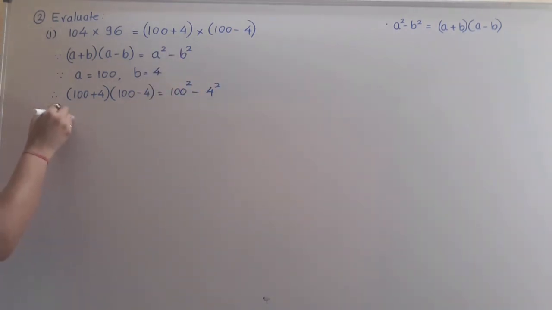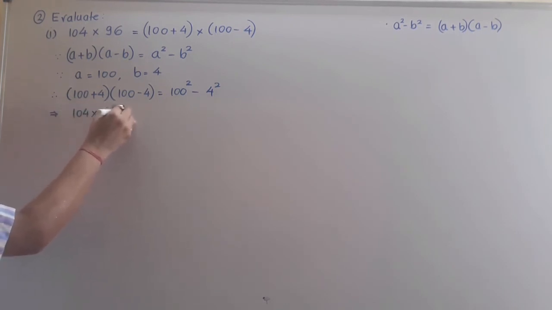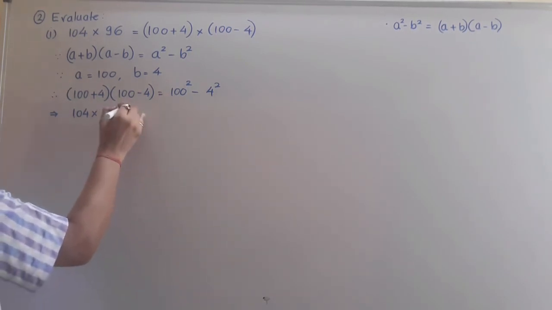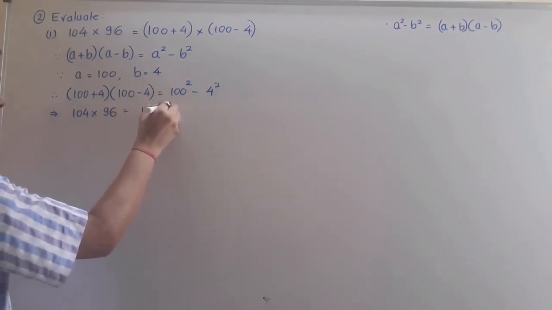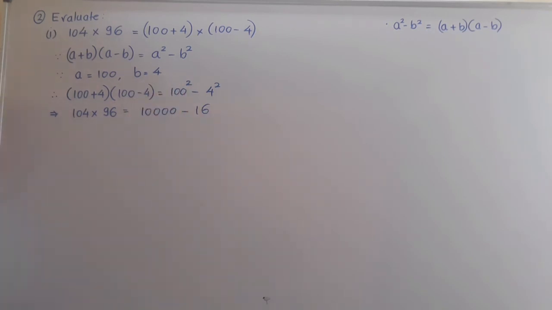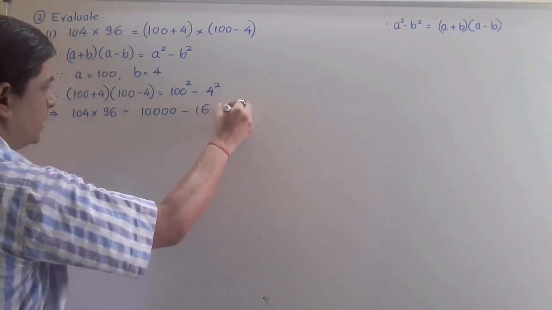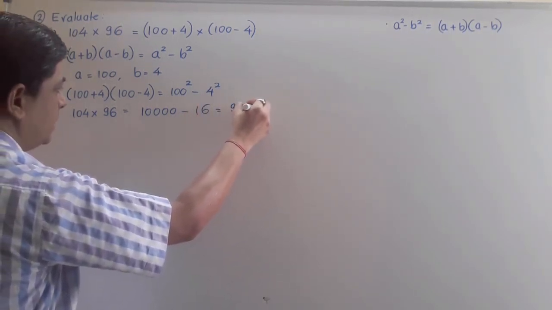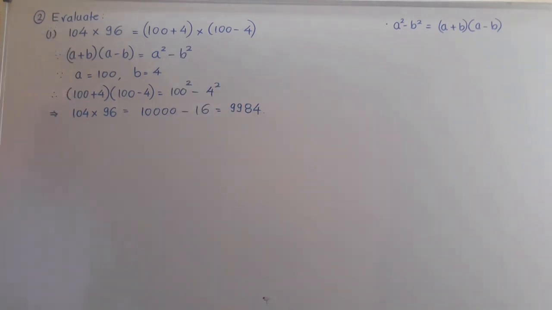Now 100 plus 4 will be equal to 104 into 96 will be equal to the square of 100, that will be 10,000. 100 into 100, minus 16. Now from 10,000 you subtract 16. I think it will come 9,984. This will be your answer with the help of identity.